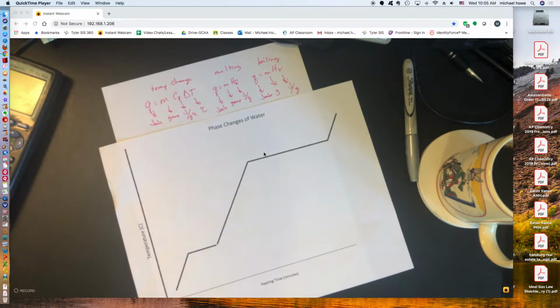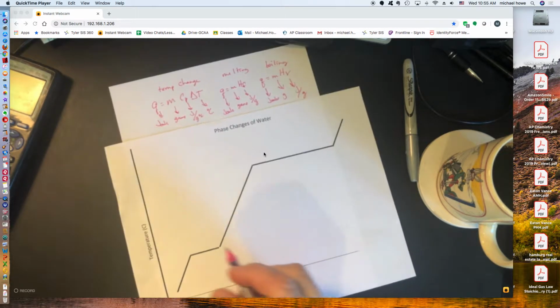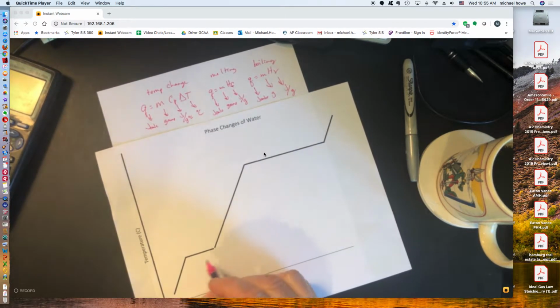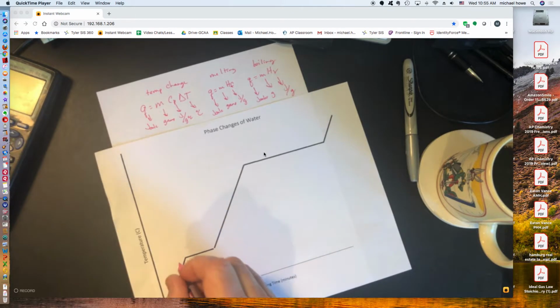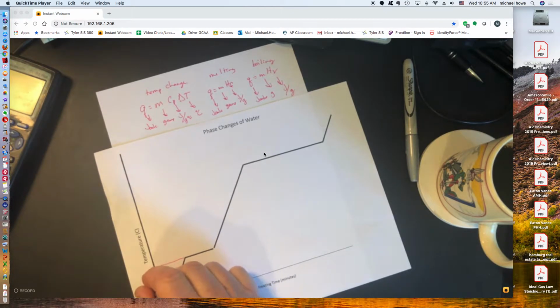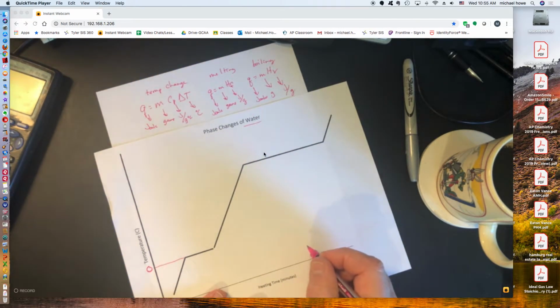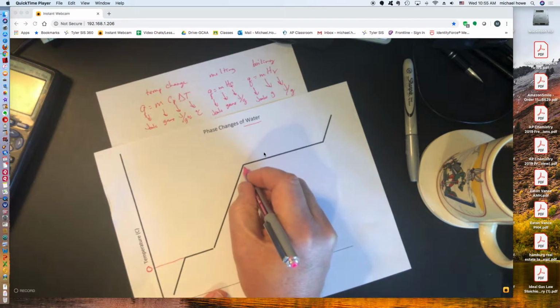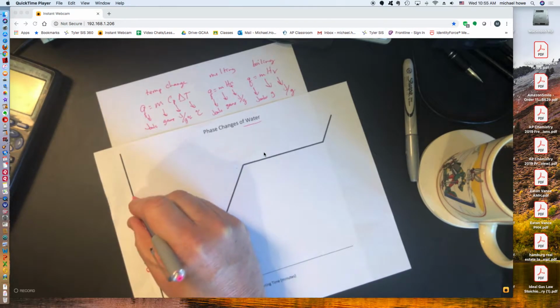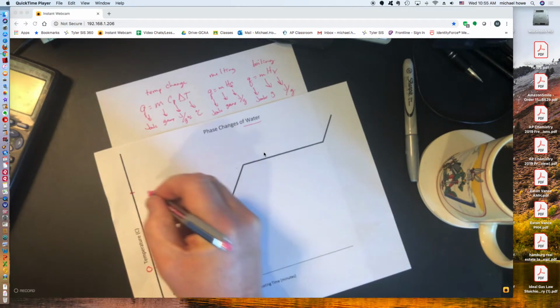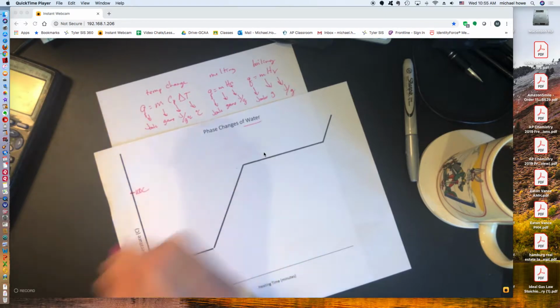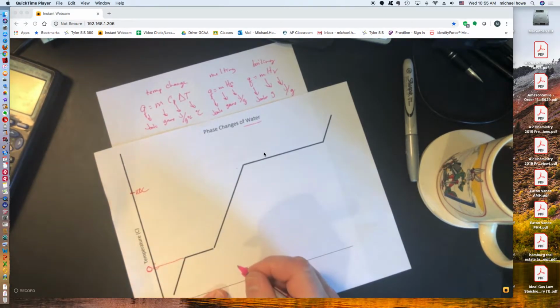This is a quick review of multi-step phase change problems. So you'll recognize that this is a phase change graph. This would be the melting or freezing point, and if I'm talking about water, as it says in the title here, that temperature is 0 degrees C, and this temperature up here would be 100 degrees C.